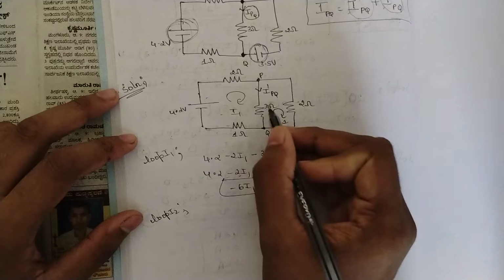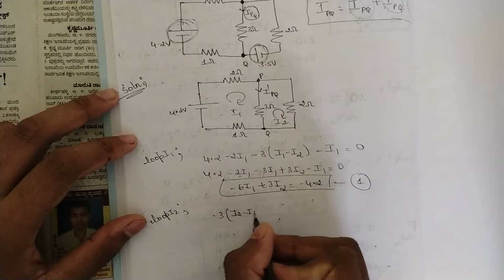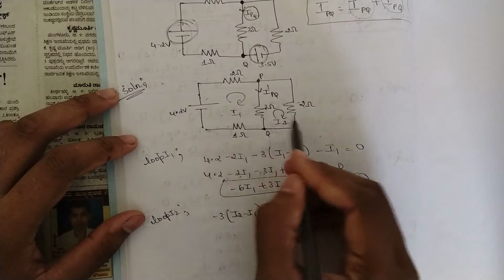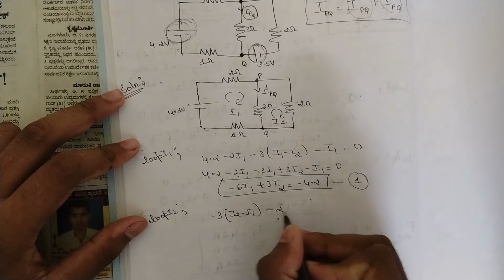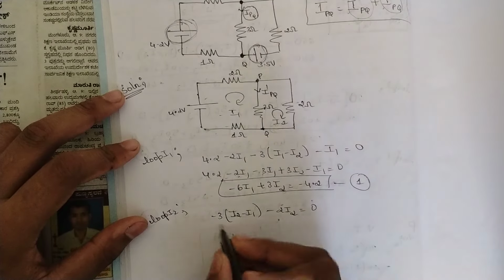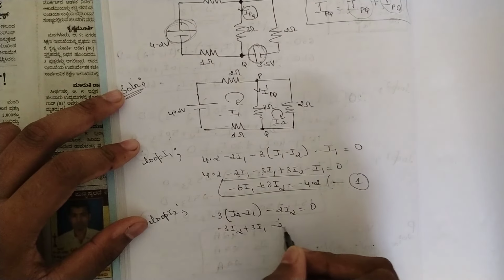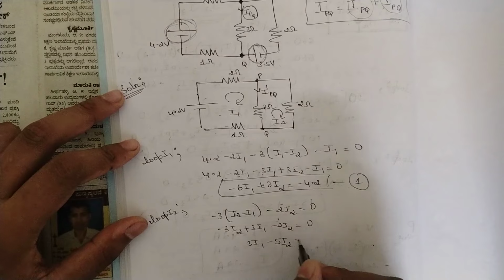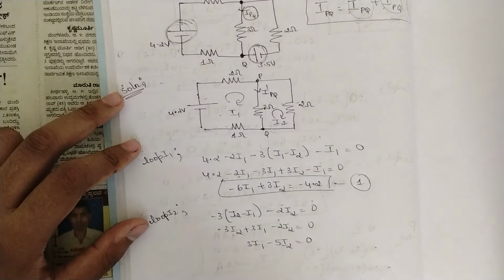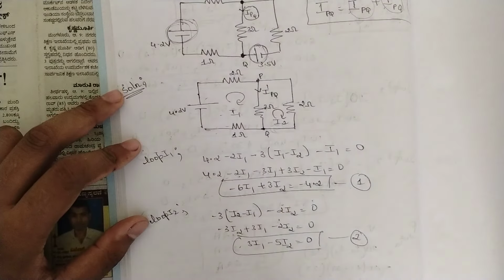That is, start from this 3 ohm only, that is minus 3 into I2 minus I1, since we are considering loop I2 and this 3 ohm is between these two loops, so that's why. Then we have this resistance, that is minus 2 I2 equal to 0. Minus 3 I2 plus 3 I1 minus 2 I2 equal to 0. So 3 I1 minus 3 minus 2 is minus 5 I2 equal to 0. Okay, so like this we have obtained these two equations here.